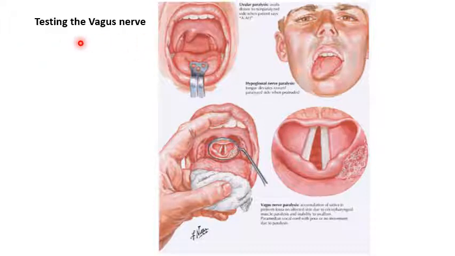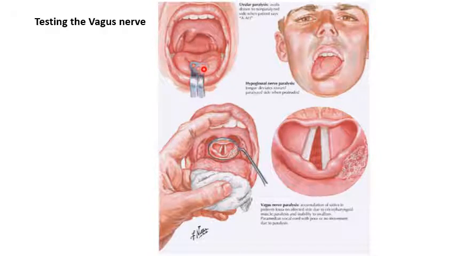So how would you test the vagus nerve? You can test it very easily by asking the patient to open his mouth, and then the patient is asked to say ah. Now, if you remember, the vagus was supplying motor. It has a long course, but when we are testing it, we are testing what it supplies in the area of the head and neck.